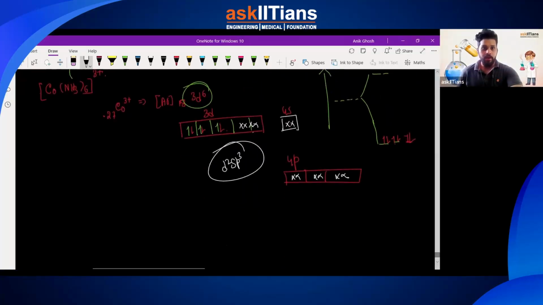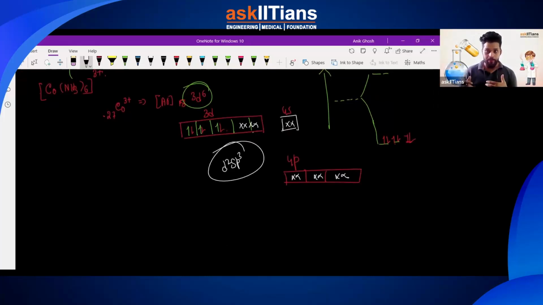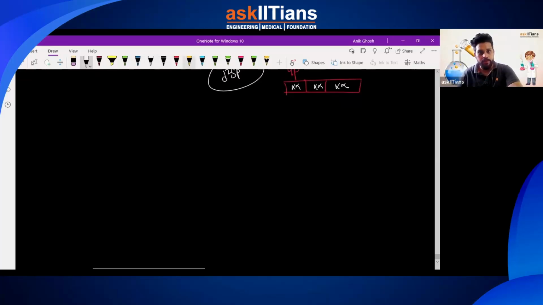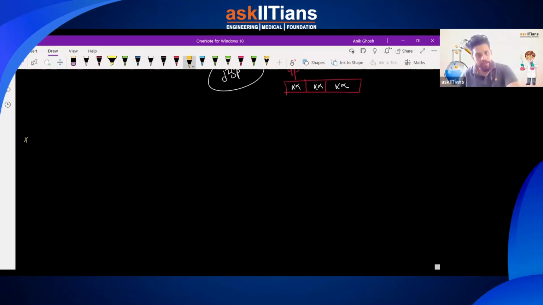Okay guys, I hope you have understood so far how the bonding happened and how the pairing and the non-pairing thing works. So let's give it a go and try a question. Let's say you have NiCl4 2- and Ni(CN)4 2-. You have to find out the hybridization in both the cases.